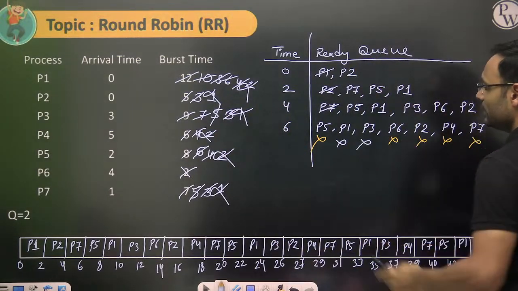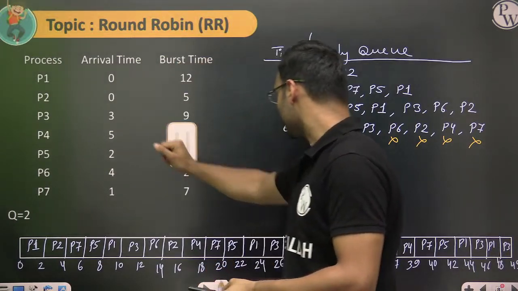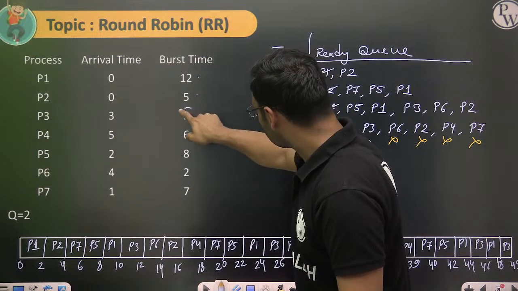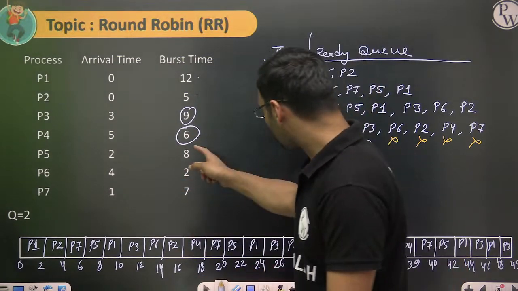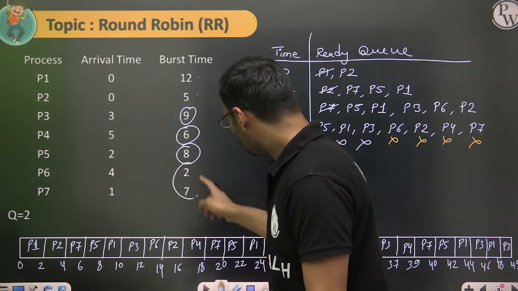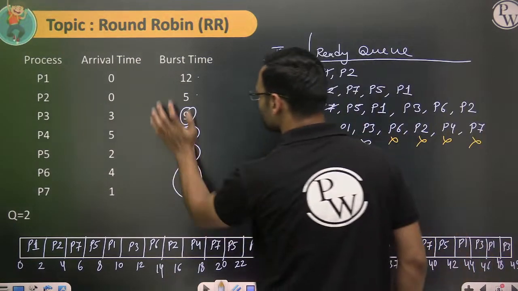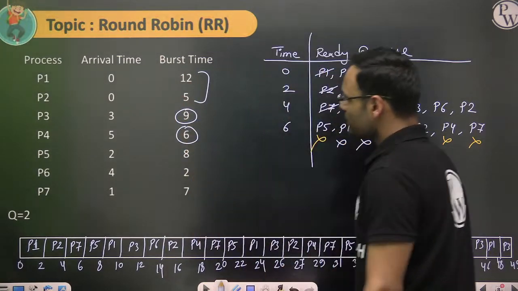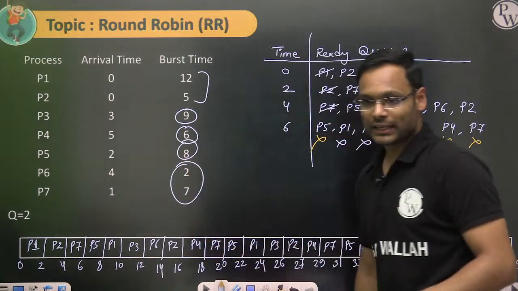All done. Let's confirm once if all processes are running till 49 time unit. So 12 plus 5 17 plus 9 26 plus 6 34 plus 8 42 plus 9 51. Made a mistake somewhere. 12 plus 5 17 plus 9 26 plus 6 32 plus 8 40 plus 9 49. Yes, it is correct.